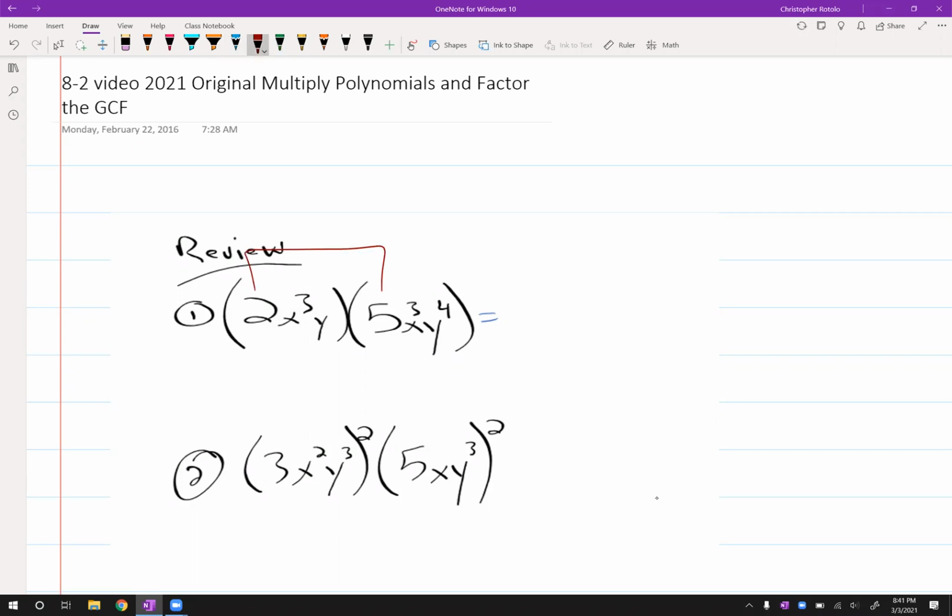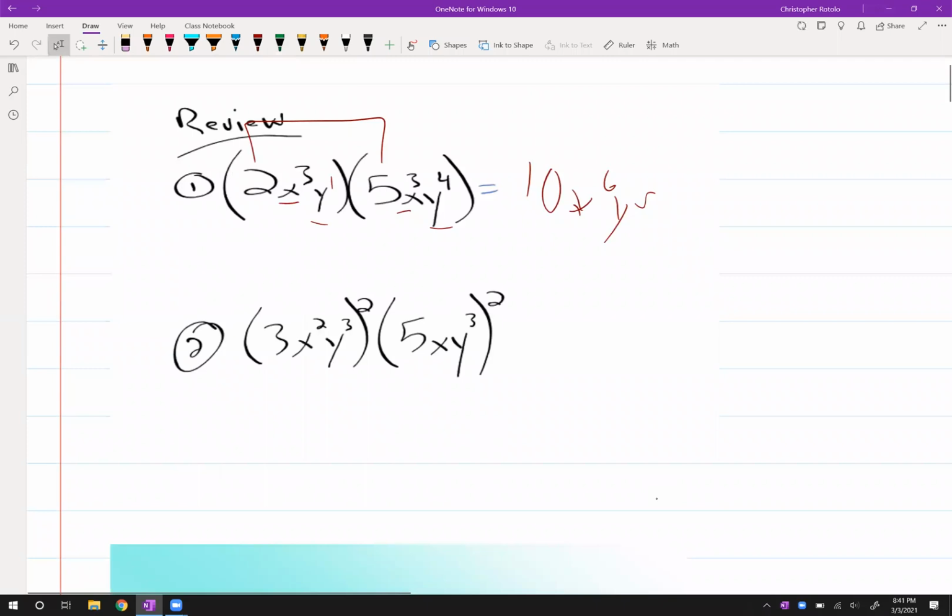No exponents on the outside, so multiply by to get 10. And remember, for multiplying, I'm going to add these exponents, get x to the 6th. And y, this one counts as 1, so y to the 5th. No big deal. These are both going to be squared first.